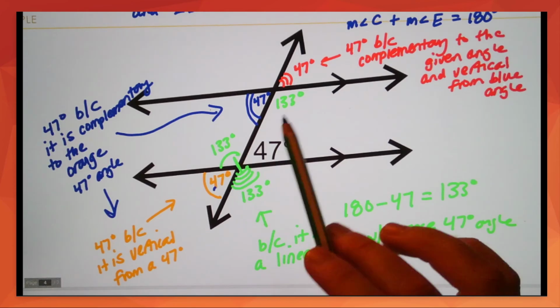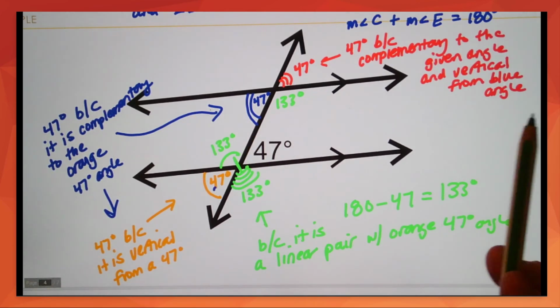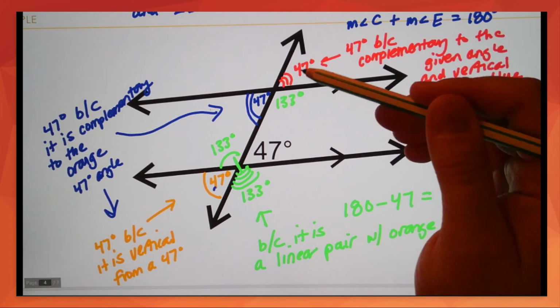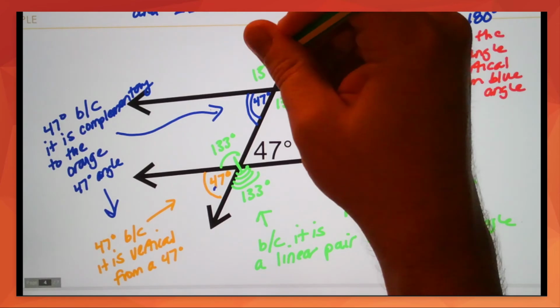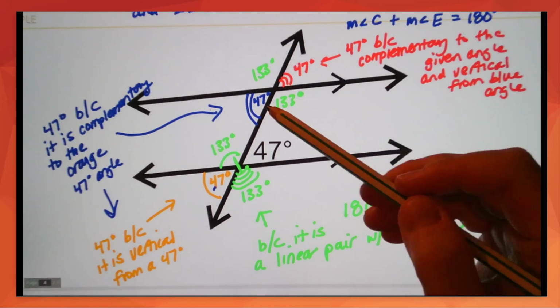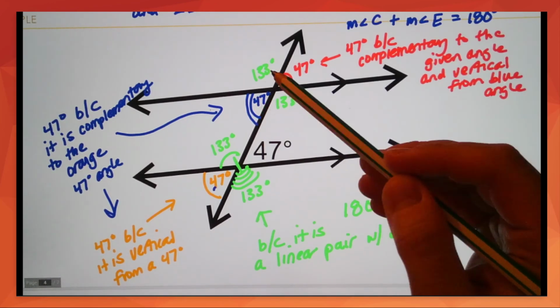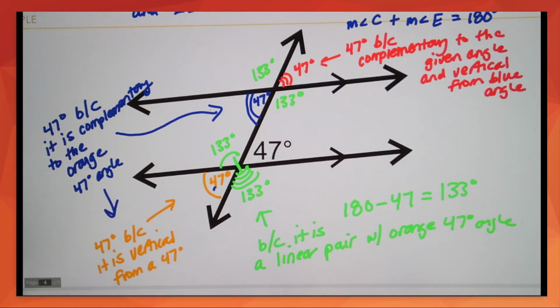It's also an alternate interior angle with this one, so they have to be congruent to each other. It's a linear pair with this 47 degrees, the red angle. And then we know this one's going to be 133 because it's vertical from this one. It's a linear pair with this 47, and it's a linear pair with this 47 this direction, okay?